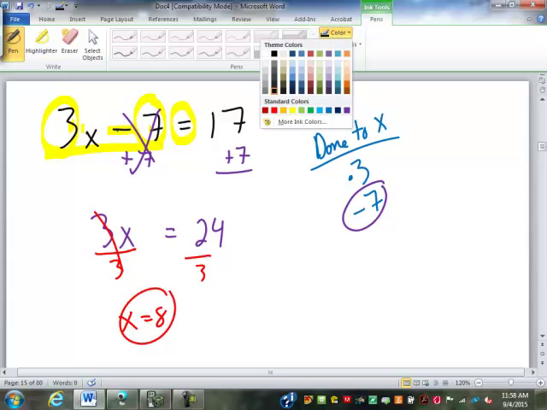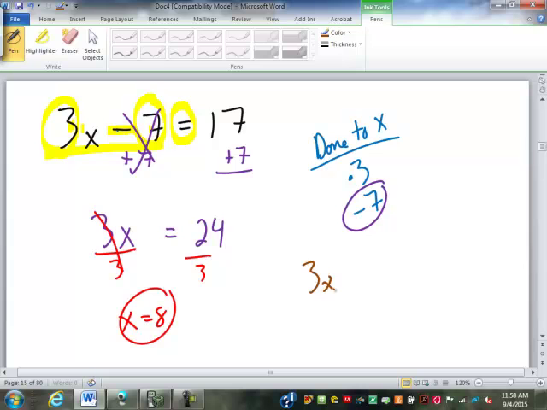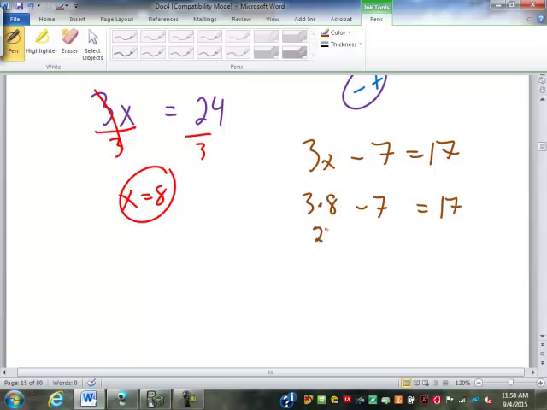Once again, if you're unsure, you go back to the original equation. I can replace x with 8. So 3 times x becomes 3 times 8 minus 7. 3 times 8 is 24. Minus 7 is 17.